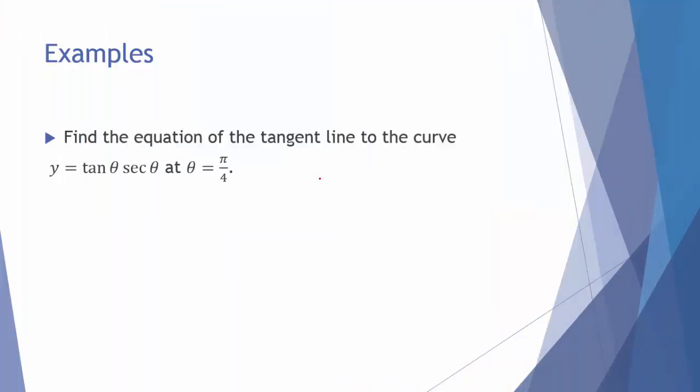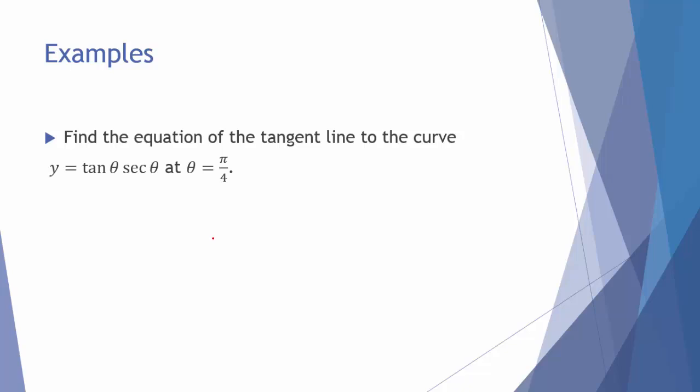Find the equation of the tangent line to the curve y equals tangent theta secant theta at theta equals pi over 4. So we're looking to find the equation of the tangent line. So the two things we need are a point and a slope.